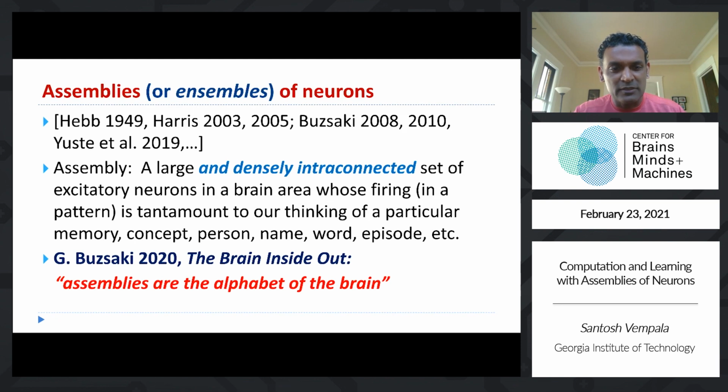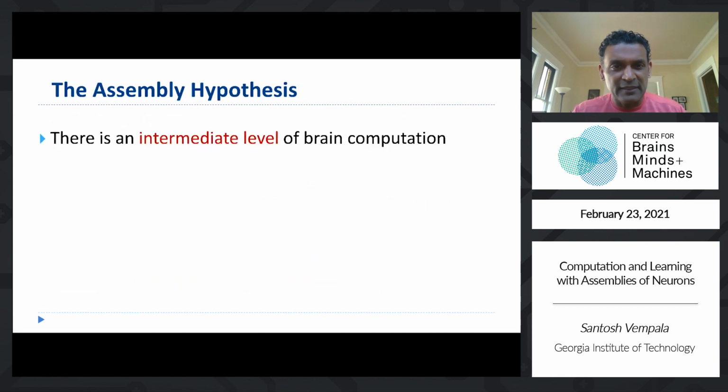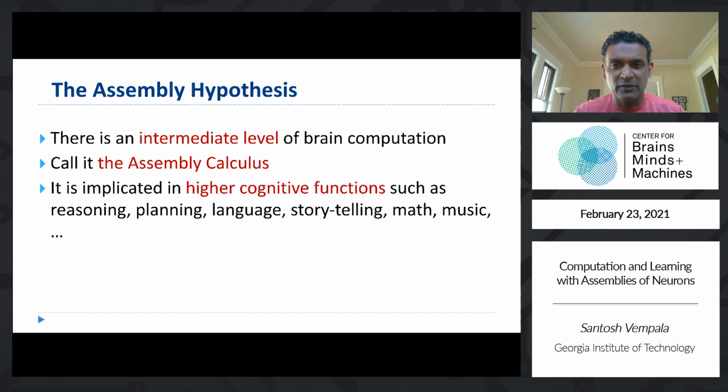In his book, Buzsáki calls assemblies the alphabet of the brain. Okay, so here's the hypothesis. There is this intermediate level of brain computation. We're calling it the assembly calculus. It's implicated in higher level cognitive functions.